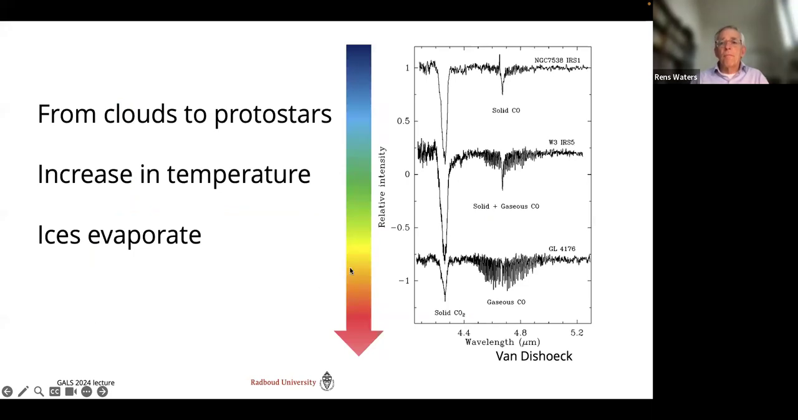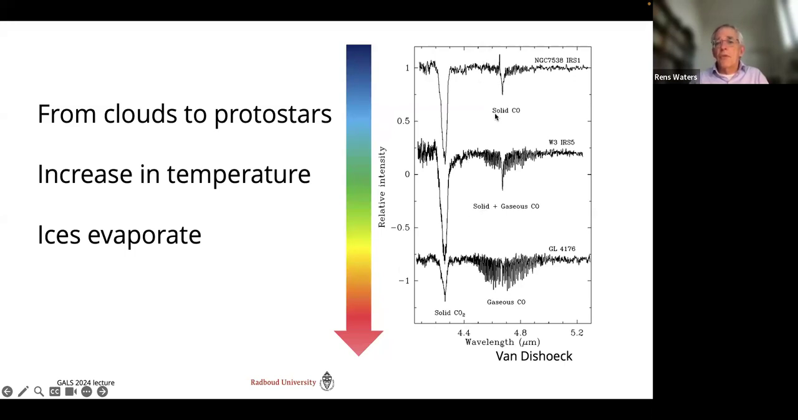You start forming water first, and then CO and CO2 ice, and then methanol ice a bit later. Then if you heat up these ices, the molecules can go into the gas phase again. And this is an old diagram from Ewine van Dishoeck that I really like to show, because it so nicely shows that if you go from a cold region to a hot region, ices evaporate.